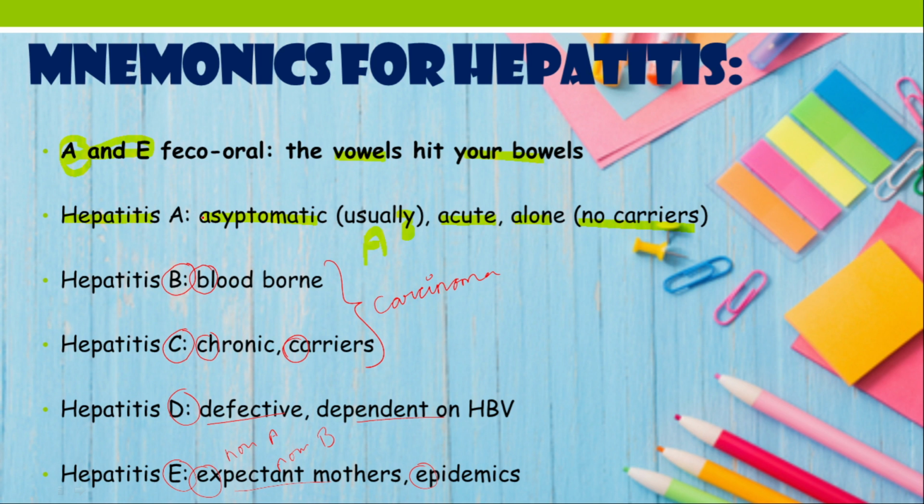So be clear regarding the mnemonic. In case of A, it is A3, that is asymptomatic, acute and alone. And in case of hepatitis B, you can remember it as big B, that is B and bloodborne. And in case of hepatitis C, it is C3, so chronic and carrier state, and both B and C are associated with carcinoma formation. Then comes hepatitis D, it is very defective, so it is dependent on HBV. Then at last it is hepatitis E. So in case of pregnant mothers, it is hepatitis E only, and in case of epidemics also, it is hepatitis E only.